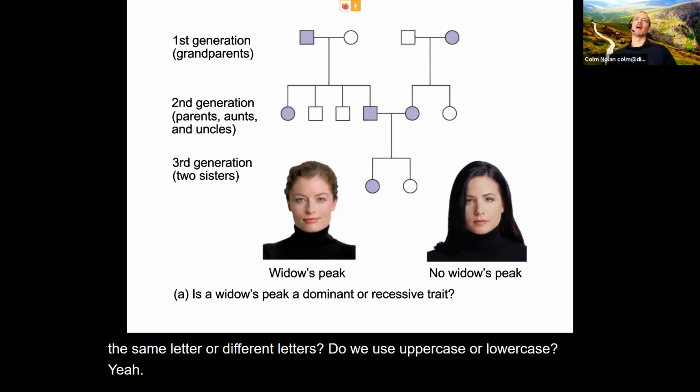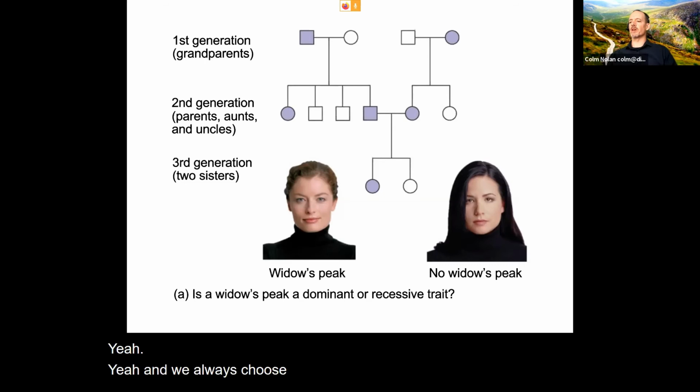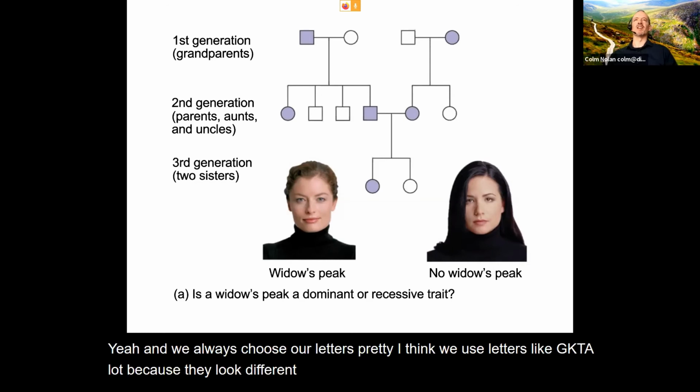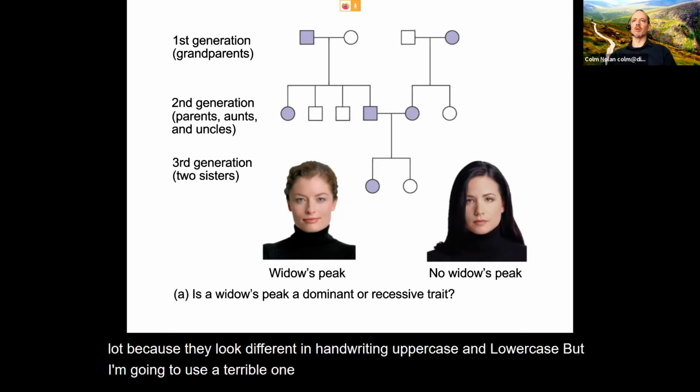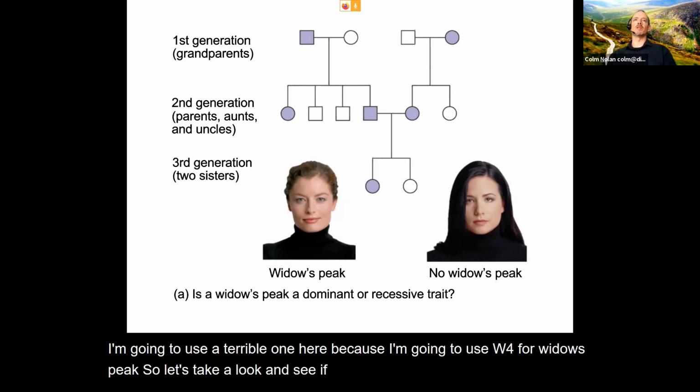And we always choose our letters pretty carefully. We use letters like G and K and T a lot because they look different in handwriting, uppercase and lowercase. But I'm going to use a terrible one here, W, for widow's peak. So let's see if we can identify whether this is a dominant or a recessive trait.